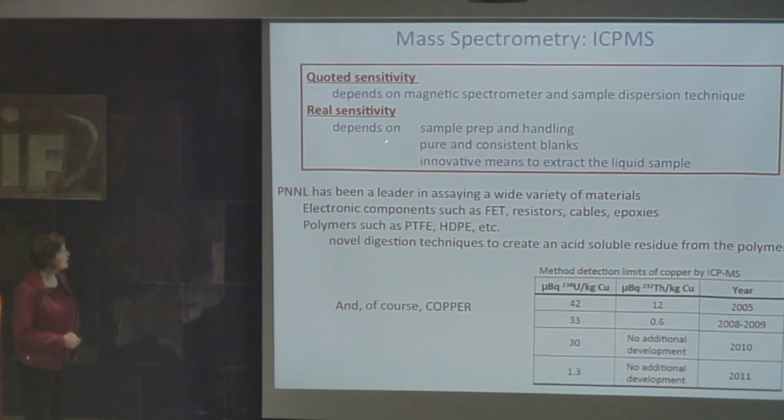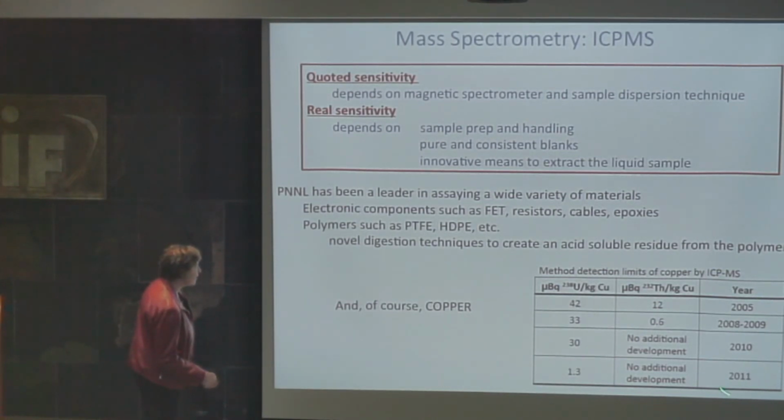And over time, PNNL, for example, has thought of all sorts of ways to get things into a liquid sample, including digestion and heat. And they recently worked with polymers in order to create some sort of soluble residue that they can then spray into their device.